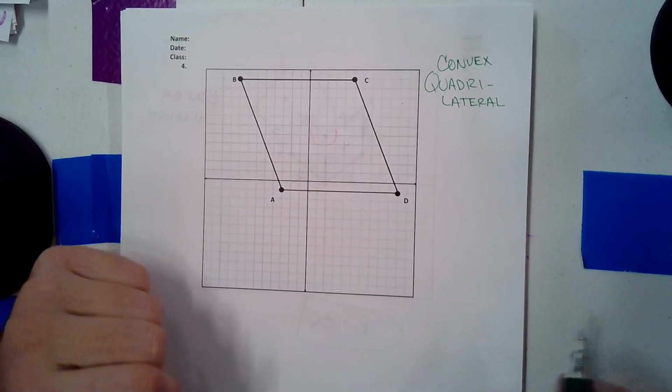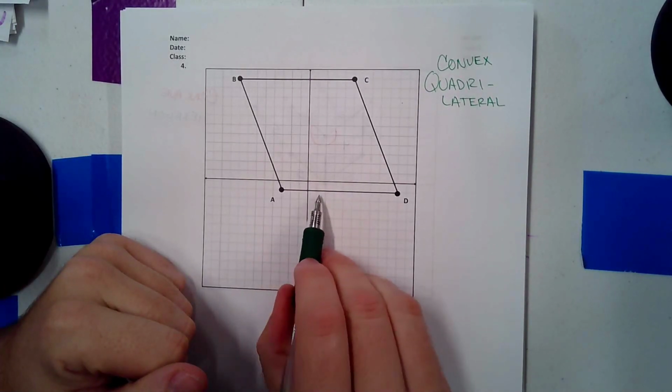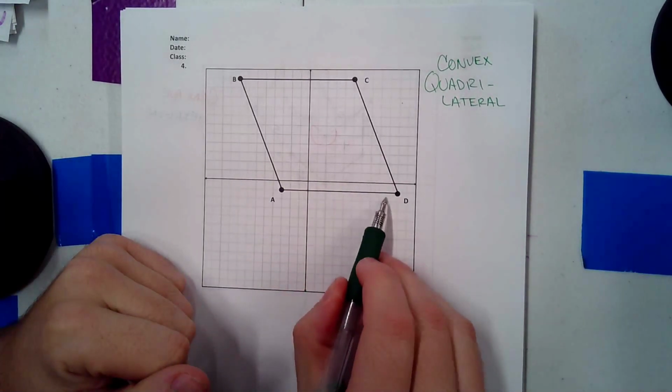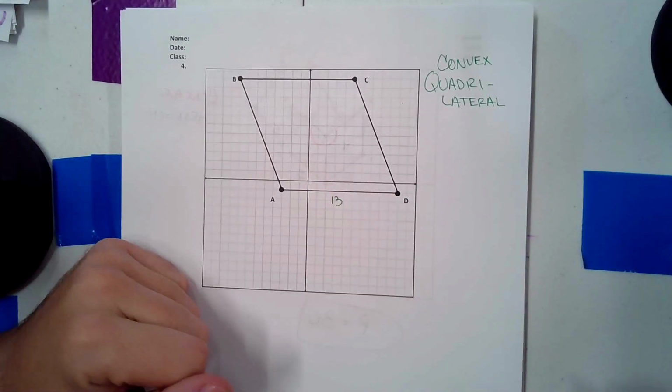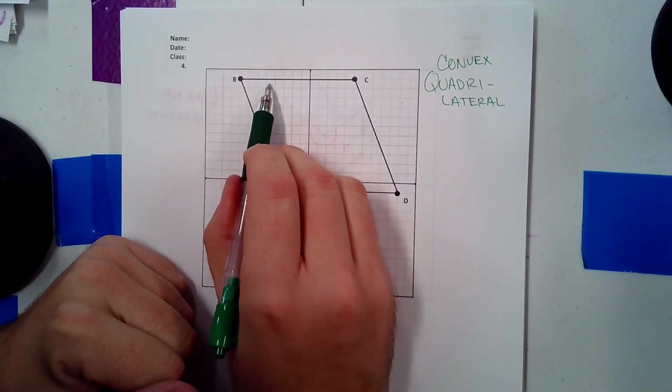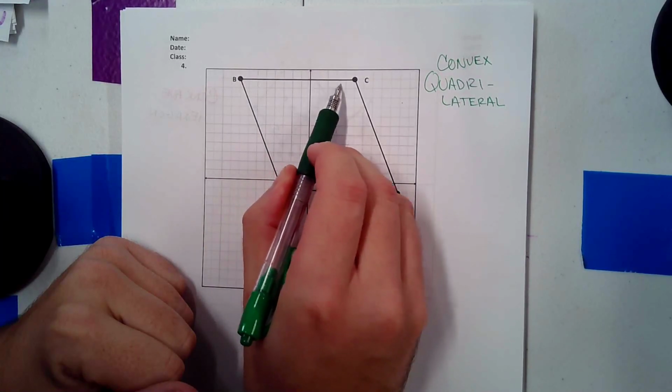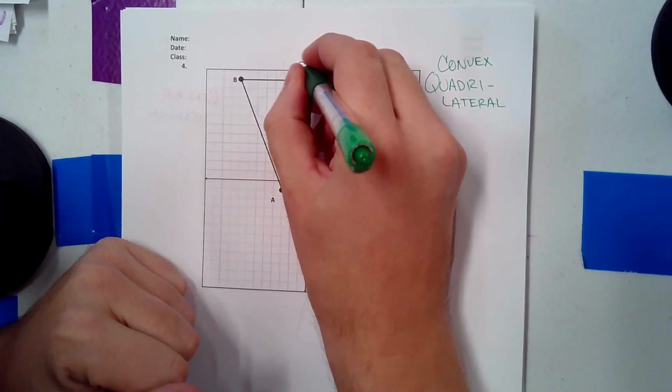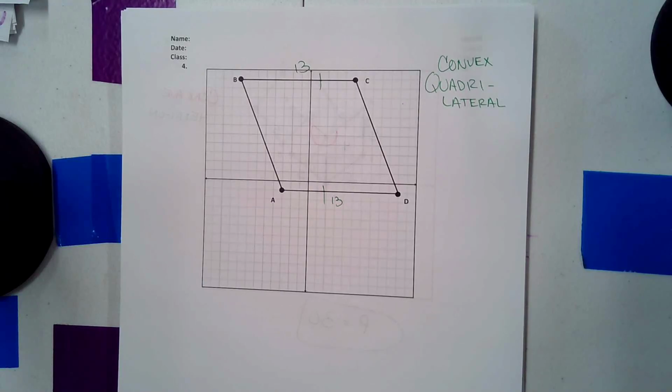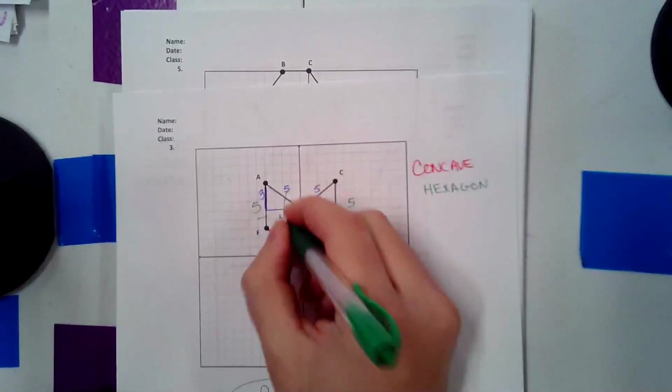The sides, let's check them out. So I can count here. 1, 2, 3, 4, 5, 6, 7, 8, 9, 10, 11, 12, 13 here. That's what I got. Is that what you got? Here is 1, 2, 3, 4, 5, 6, 7, 8, 9, 10, 11, 12, 13. Oh, look! They're congruent. That's nice. I suppose we probably should have marked on our last diagram that these are all congruent, but whatever.